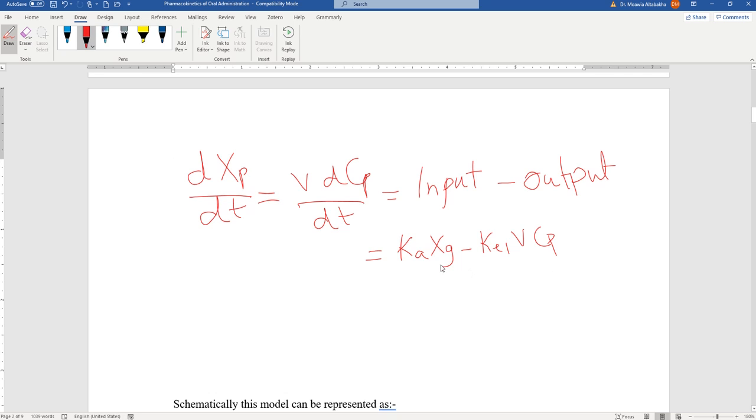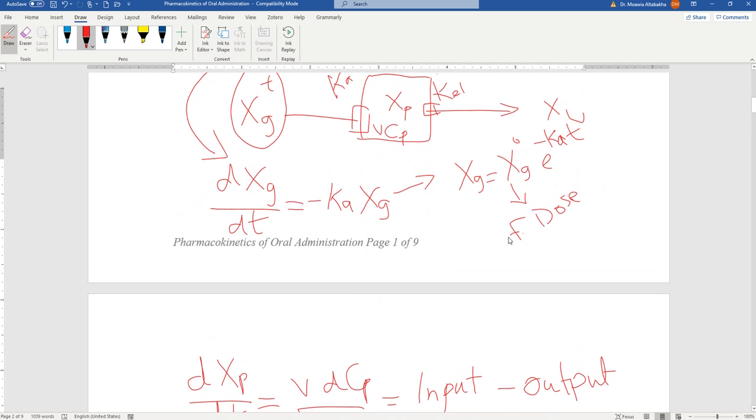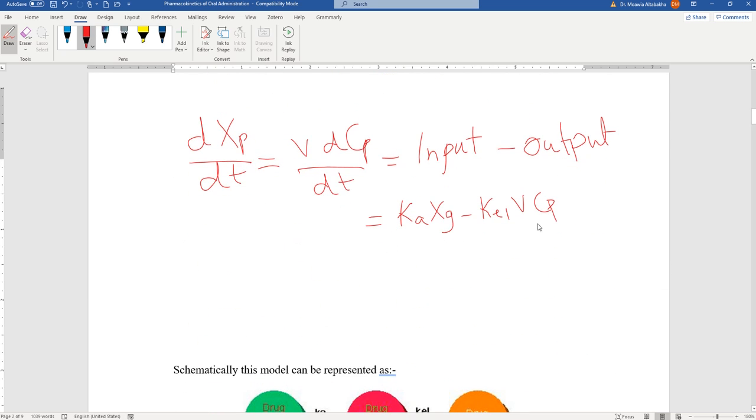If I like, I can substitute this XG by XG0 في E أس minus KA في T if I like here. But this is the basic differential equation اللي هي الانبوت minus الاوتبوت. I hope this is very clear. Now, before we start talking about other things, according to this differential equation, you'll be able to visualize what is happening.